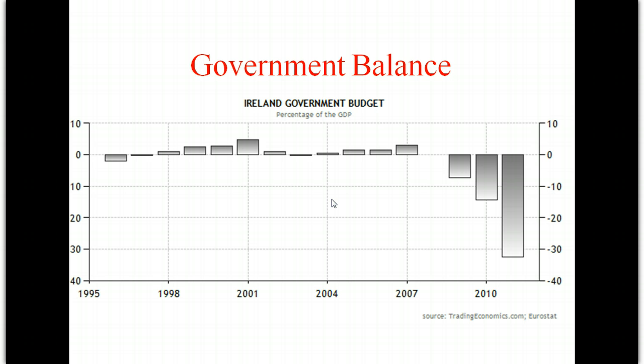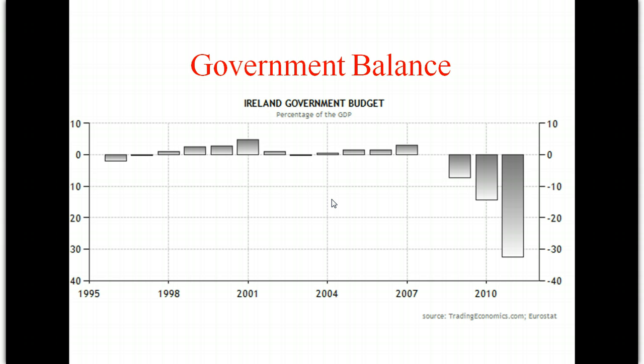Now, to be fair, a large portion of that is due to the banking disaster, the creation in 2010 of some 30 billion of promissory notes for Anglo-Irish and Irish Nationwide, added to the general government budget in 2010. But you're still looking at what we call an ordinary budget balance of 13 or 14% of GDP, of close on 20 billion euro in 2009-2010.